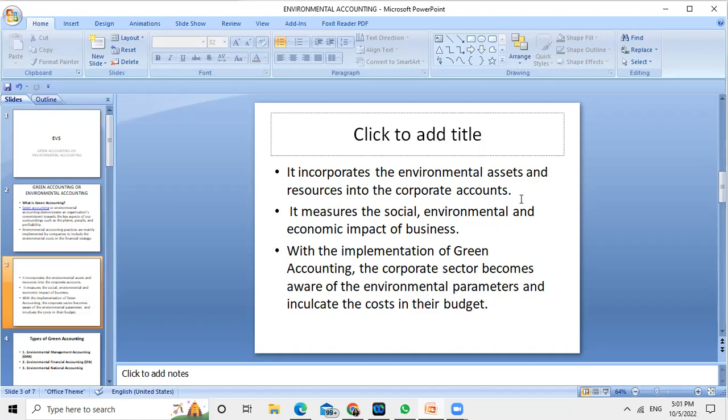It also measures the social, environmental and economic impact of business. With the implementation of green accounting or environmental accounting, the corporate sector becomes aware of the environmental parameters and inculcates the cost in the budget. So we should include the cost of the impact on the environment of producing goods and services on society. Those are not free gifts of nature. Today there are no such free gifts. We have to pay for them because the resources are depleting every year. So we need to include those types of costs in our financial accounting.